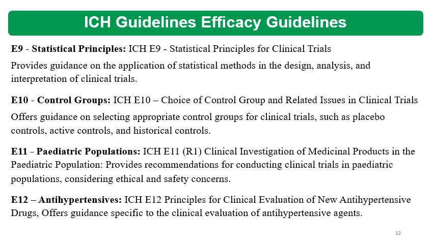E10, control groups. E10 guideline is for choice of control groups and related issues in clinical trials. It offers guidance on selecting appropriate control groups for clinical trials, such as placebo control, active control, and historical controls. You might have seen this terminology, like placebo control, active control, and historical control. So E10 guideline is there from the ICH efficacy guideline series for these control groups. These control groups are made for making comparisons.